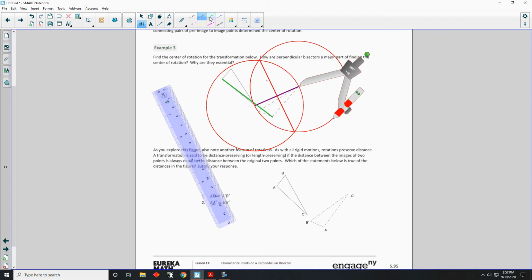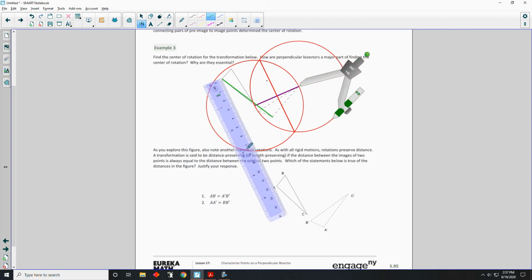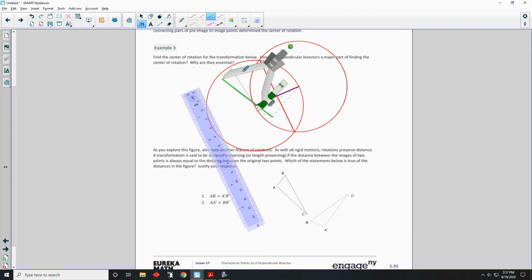Okay, now we're going to do the same with the green. So I'll move my compass to the end here, like so. Rotate it so I'm on the line. Open it so I'm at the end. Draw a circle. Move the compass to the other end, so we're drawing a circle centered at the other end of the segment with the radius of the length of the segment.